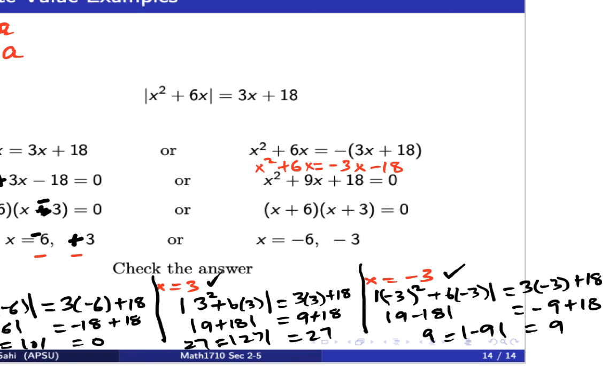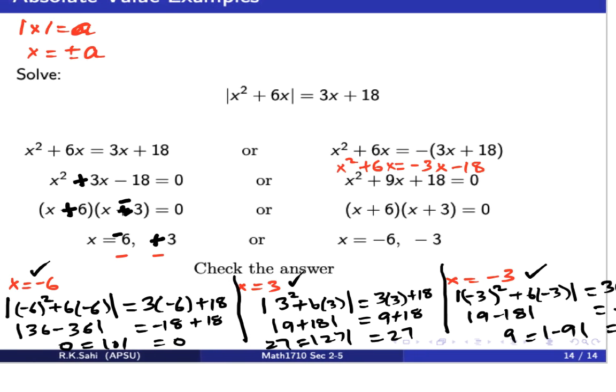All the 3, x equal to minus 6, x equal to 3, and x equal to minus 3, all are the solutions to this problem. So for this one, the solution is x equals minus 6, 3, and minus 3. Thank you, guys.